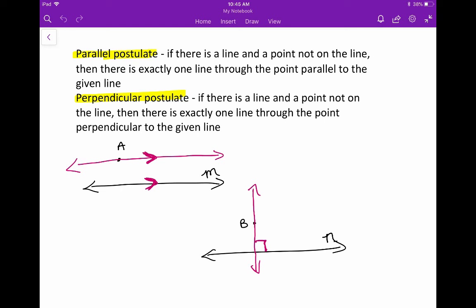The perpendicular postulate says if there is a line N, in my example, and a point not on the line, point B, then there is exactly one line through the point perpendicular to the given line. So there's going to be one line that goes through B and intersects line N at a right angle, because that's what perpendicular lines mean.